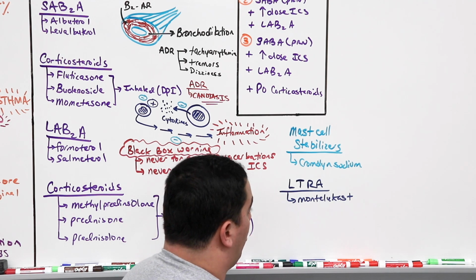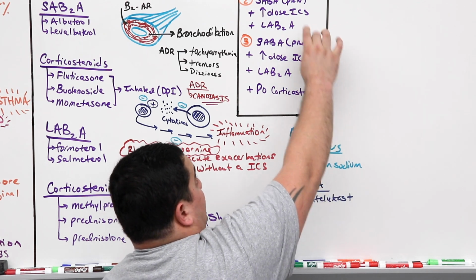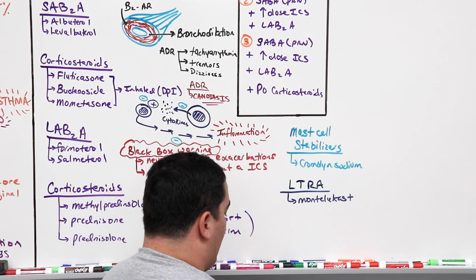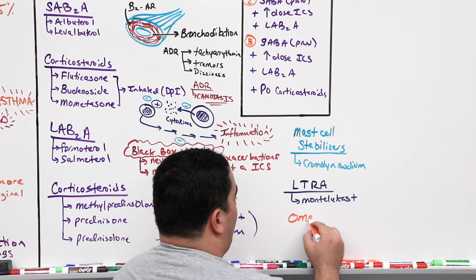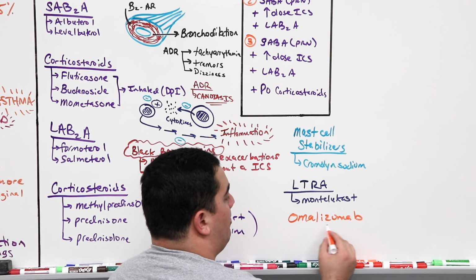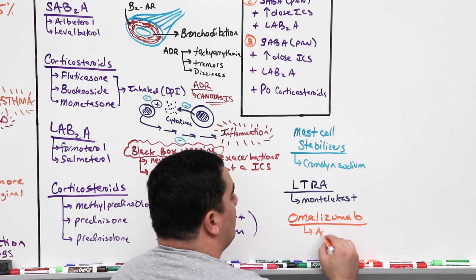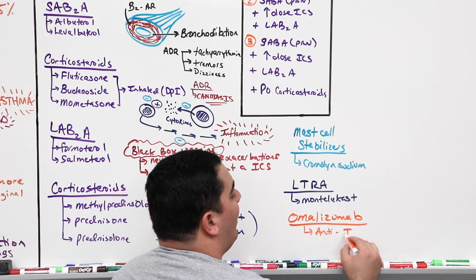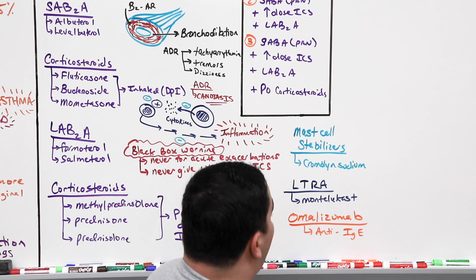But again, another alternative that we could utilize, especially in these severe stages, these 3 severe stages, is we could resort to what's called omalizumab. Omalizumab is actually, it's so cool, an anti-IgE antibody. So what does that mean?